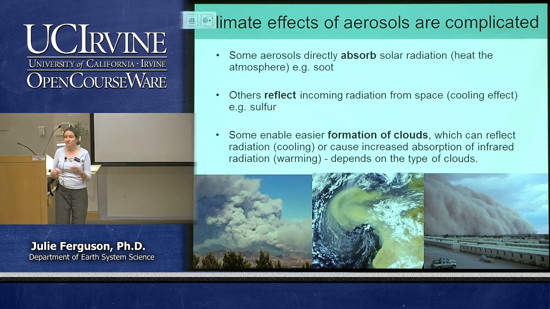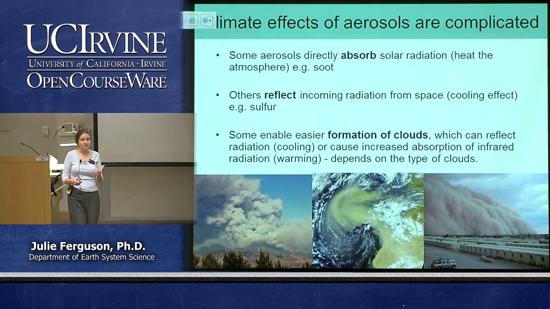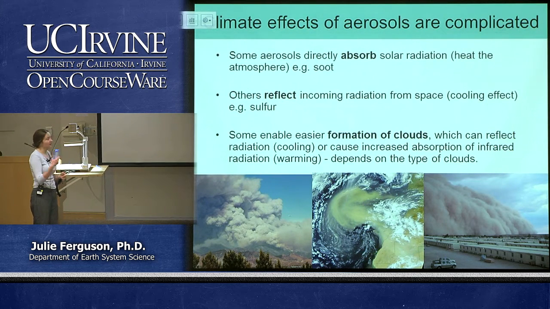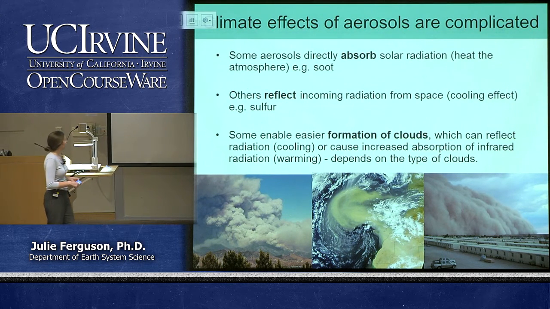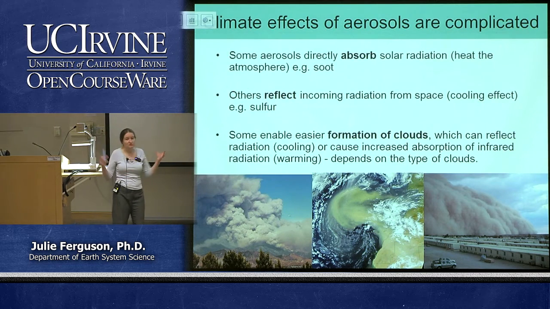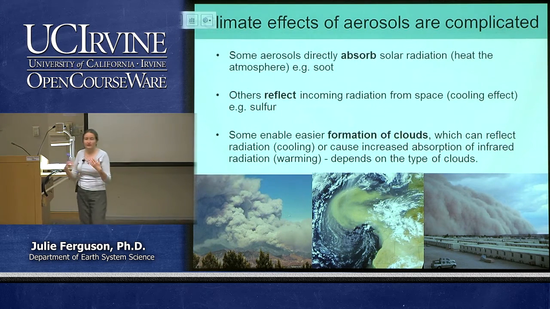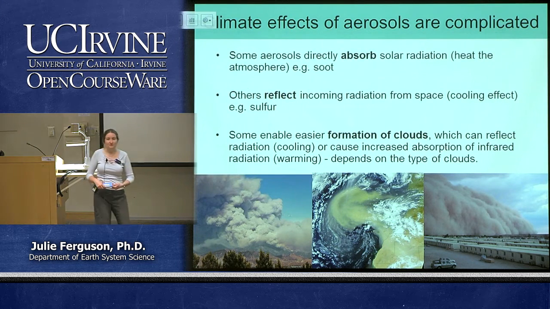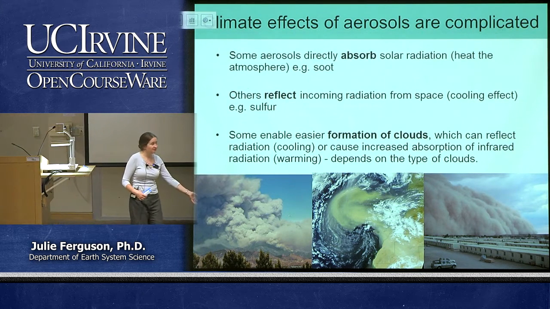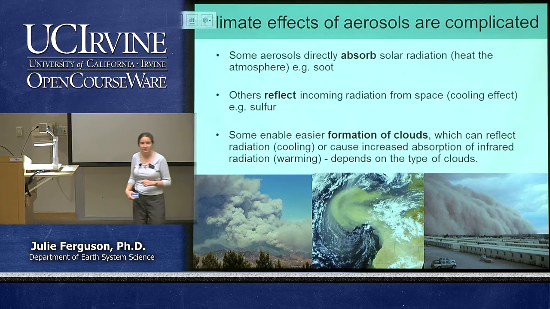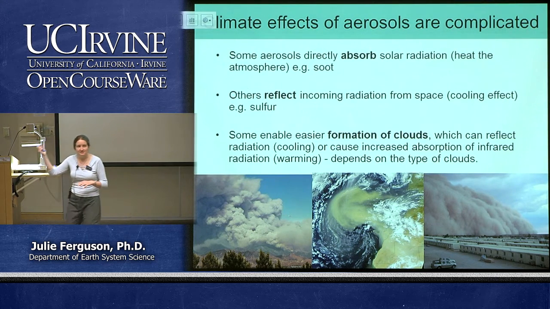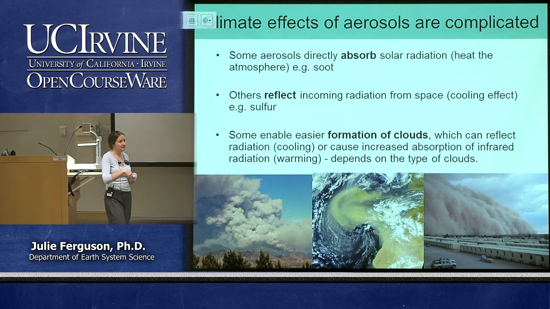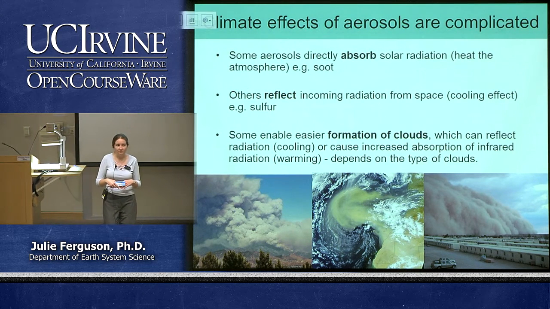Okay? So some of them will act to heat the atmosphere. So for example, soot, like that black stuff that you can get from either fires or industrial activity, that will absorb incoming solar radiation and actually will heat up the Earth. But we also have a bunch of other types of aerosols, for example, things like sulfur, which act to reflect incoming radiation. So if we have enough of those in the atmosphere, then we actually start cooling down the Earth.